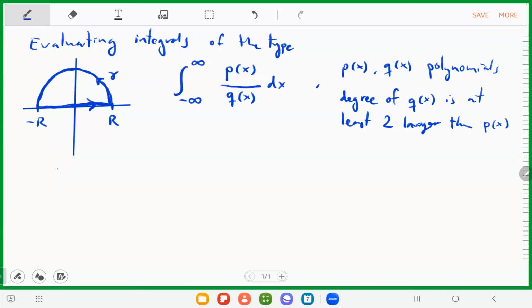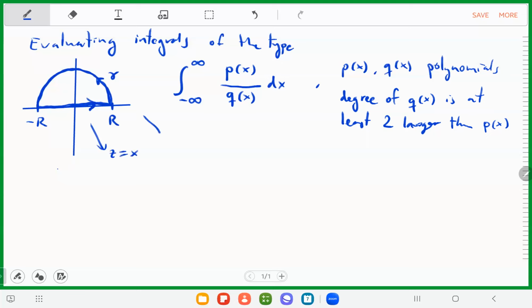But anyway, this is a type of integral that can be very useful. So the change of variable is very obvious. Here the change of variable is just for the integral. Okay, first, the contour is going to be this semicircle going from minus r to r and then back to minus r, and then along the x-axis we just use z equal x.